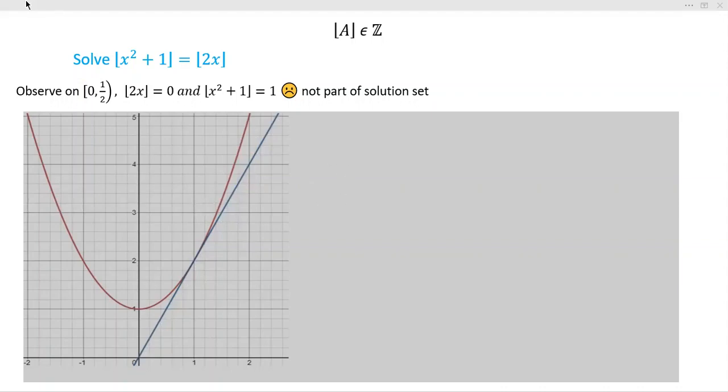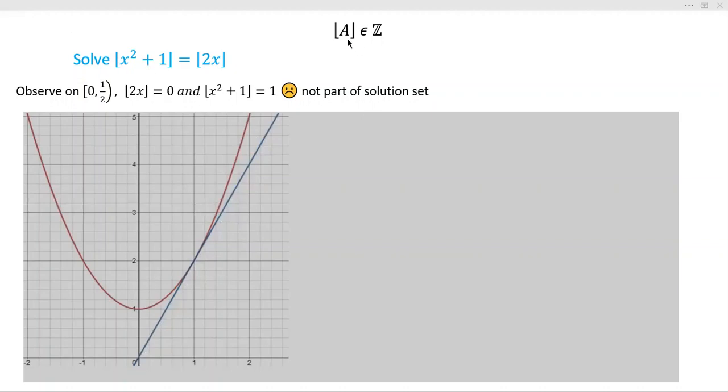So again, a trivial problem if you don't have this floor function notation. x squared plus 1 equals 2x has a single solution, namely x equals 1, done, right? Unfortunately, we have these half square braces, which denote the floor function.